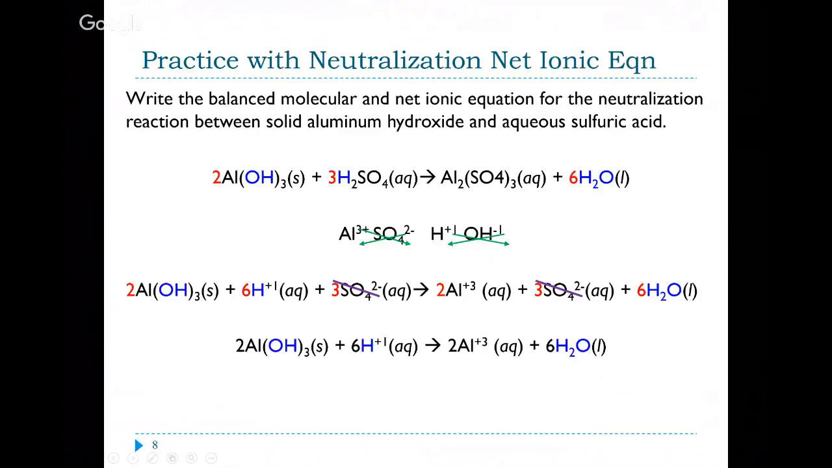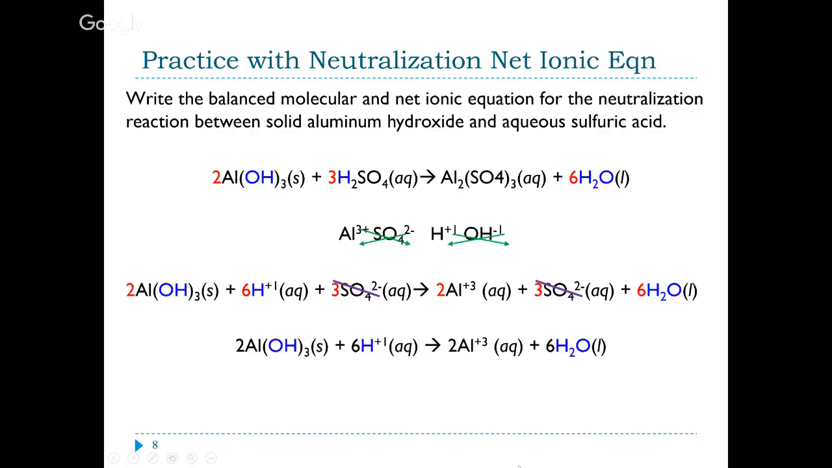Then we go back in and balance our equation, keeping in mind I have 2 aluminums here, so I have to have 2 over here. I have 3 sulfates, so I need 3 sulfates. Then I have a total of 6 H's here, which means 12 on the other side, so I have 6 times 2 over here to give us 12. And the oxygen is balanced because I have 2 times 3, which is 6.